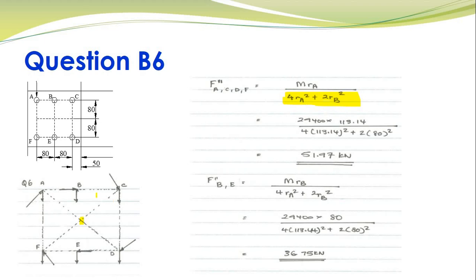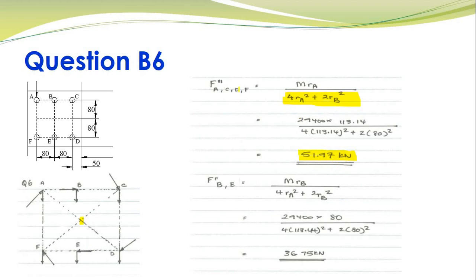And then, if you look at this diagram over here, the distance of bolt B and bolt E from the centroid is the same. So this was 80 mm, so basically 2 times RB squared. So substituting everything, you see that your secondary shear on bolts A, C, D and F is 51.97 kilonewton.